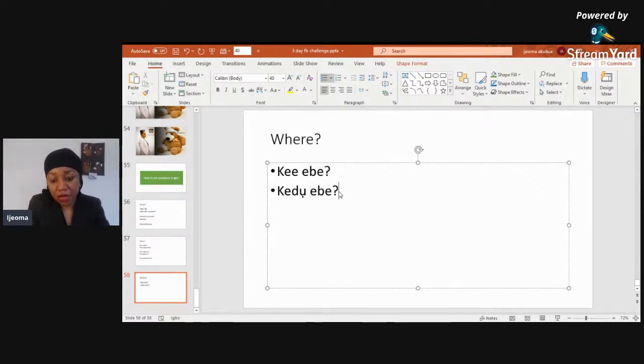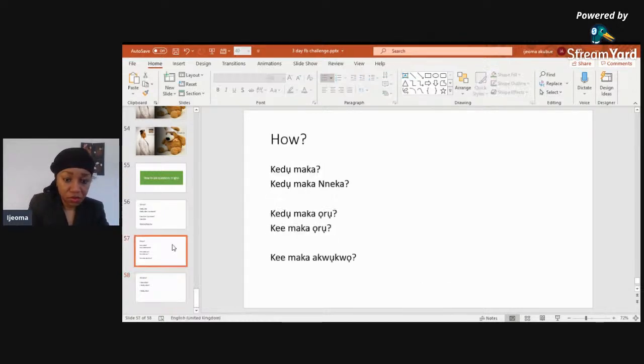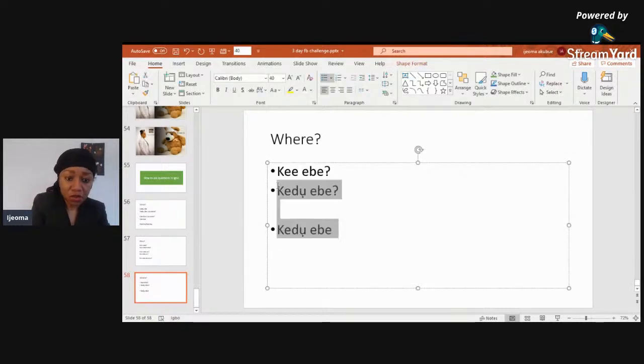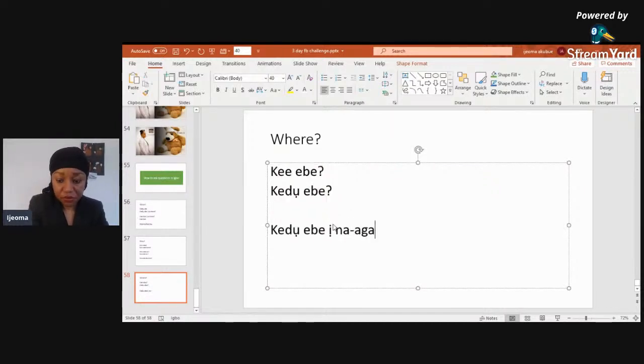Kebe or kedu ebe. So if I say kedu ebe, I've been using bullets for the other one. No wonder it's looking odd. Yes, I work with bullets in that. Kedu ebe ị na-aga? Where are you going? Okay. Kedu ebe ị na-aga, same thing. Remember, this is actually what you will hear people say. Kedu ebe ị na-aga? Where are you going?